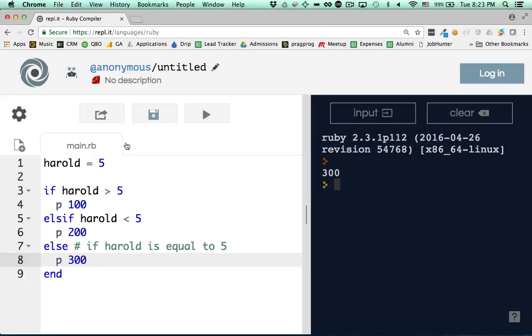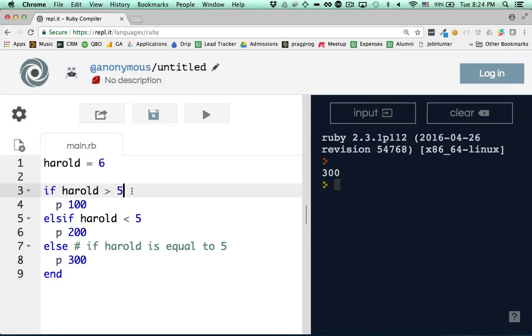Now, if Harold is, say, 4, then the path that we follow is this one, because Harold is less than 5. If Harold is 6, the path we follow is this one. But whatever Harold is, only one of these 3 paths is going to be triggered.